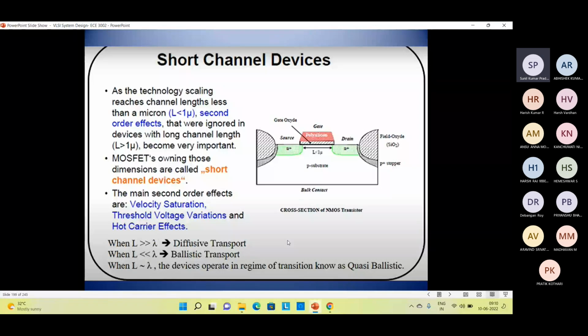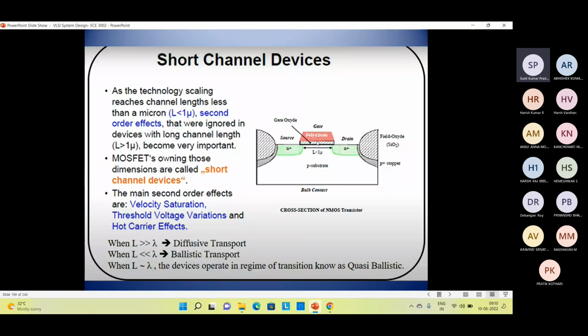Okay, so that we call quasi-ballistic. It is not diffusive, not ballistic. So the device operates in this region. The transition is called quasi-ballistic. So it all depends upon what channel length we are taking into consideration. The channel length is very important. Depending upon the channel length dimension, that is this L, that determines our transport behavior here.